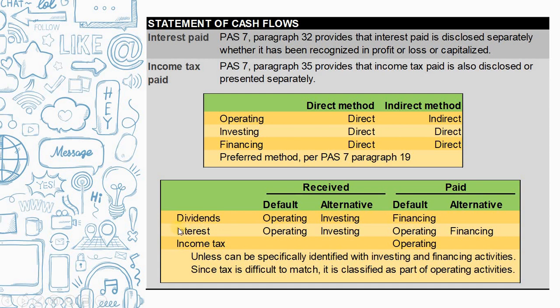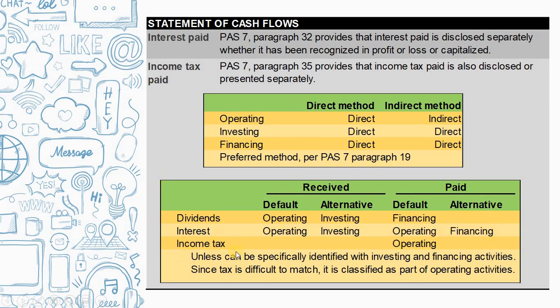For interest, if an interest is received, by default, it shall be presented under the operating activity. But the alternative presentation is under the investing activity, since interest income is a result of investment in bonds or loans receivable. While for interest payment, by default, it is presented under the operating activity, and the alternative presentation is under the financing activity.